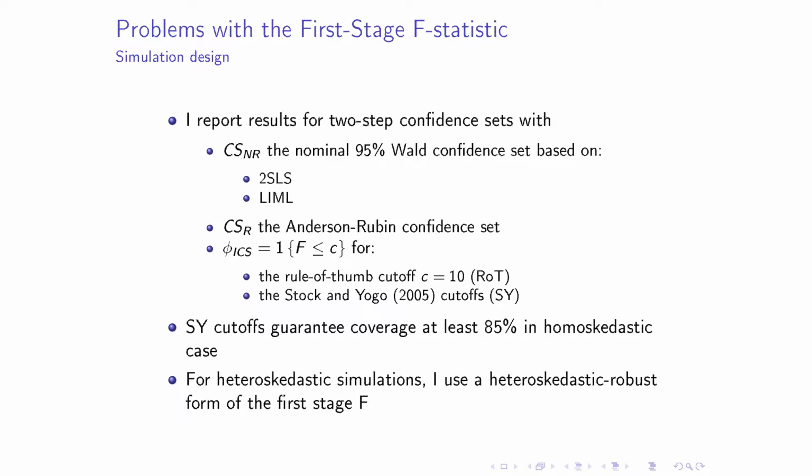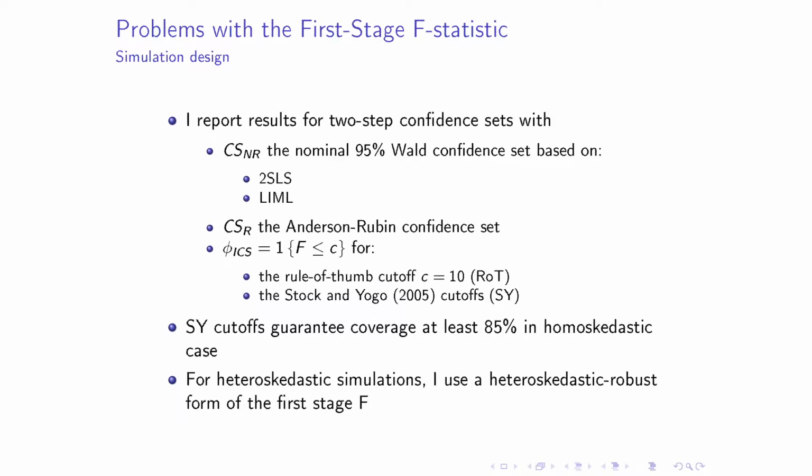I'll look at an identification statistic based on the first stage F-statistic, where I'll use the cutoff, either the rule of thumb cutoff 10 or the Stock-Yogo 2005 cutoffs. And the important thing to note here is that these Stock-Yogo cutoffs guarantee coverage at least 85% in the homoskedastic case, regardless of the strength of identification.